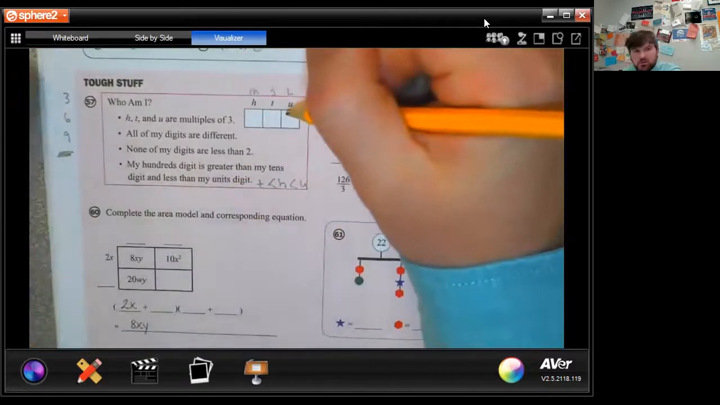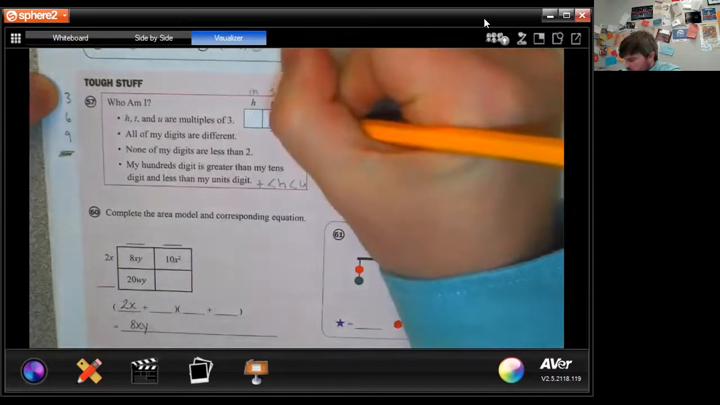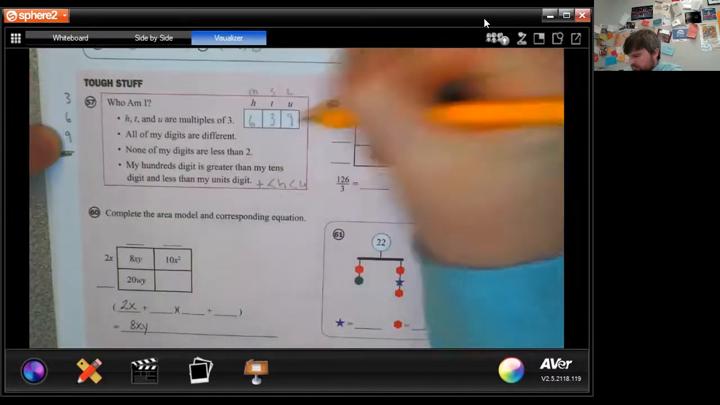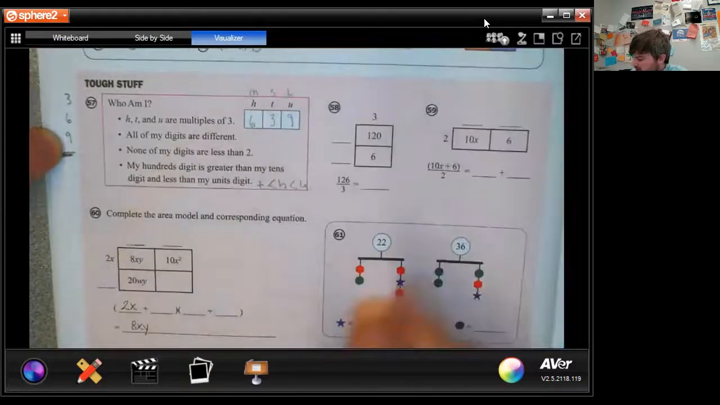Okay, so over here, these are my only 3 numbers. So small is 3, medium is 6, large is 9. So 330 or 639.